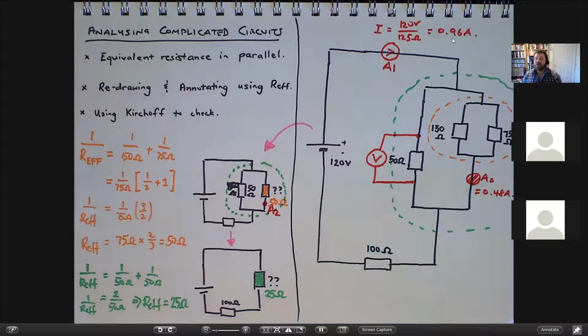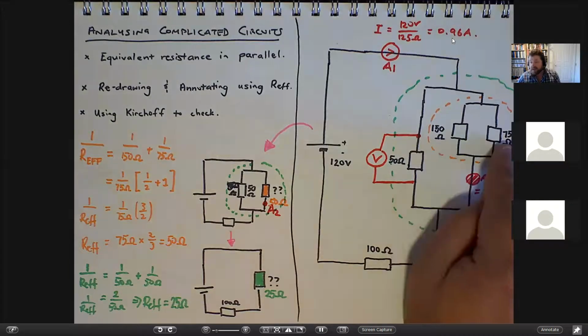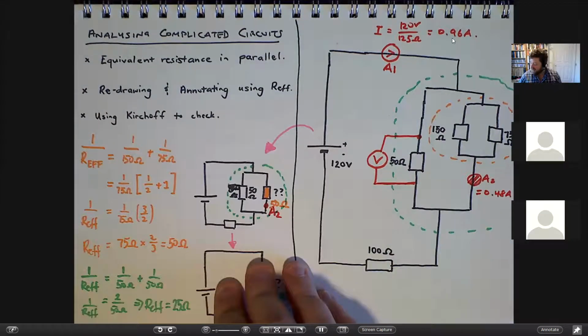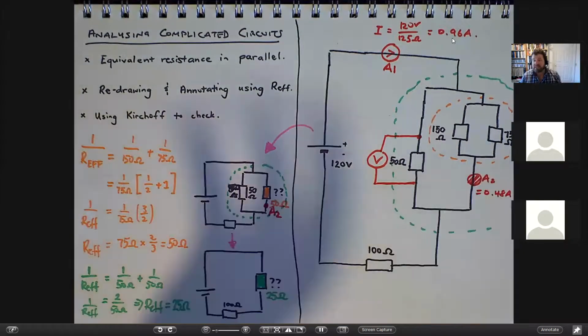Now I will show you in a moment how to do one where those two are not equal. But for now, we can just say, wait a minute, that 150 and 75 turned out to be equivalent to a 50. And if we have a 50 and a 50, then they're both just going to get half each.